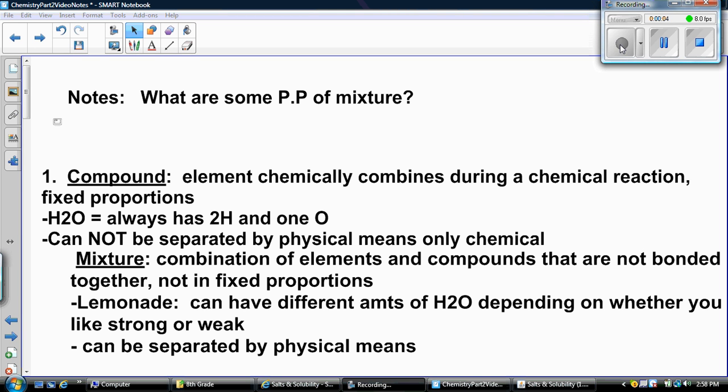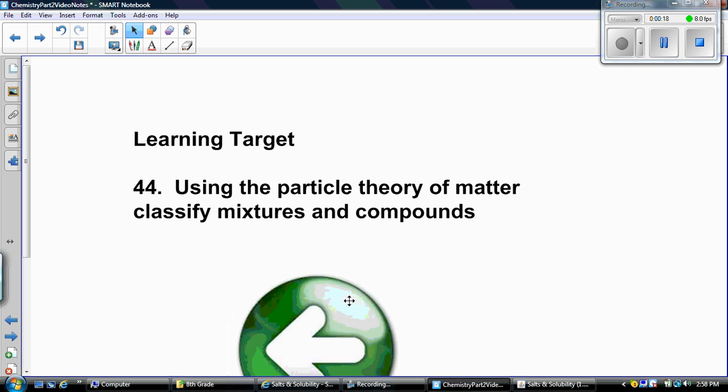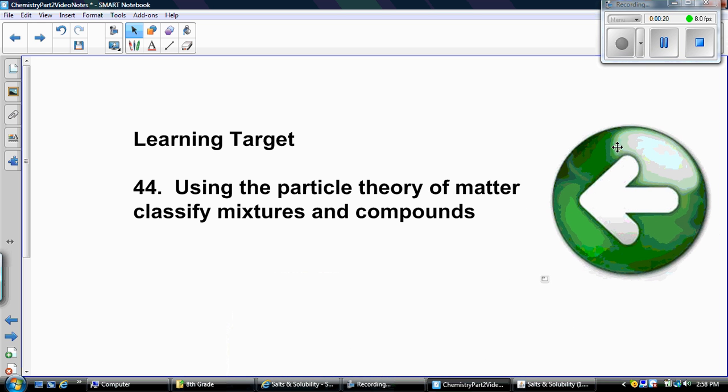Okay, the last thing we're going to talk about in our chemistry unit is mixtures. So our essential question for today is, what are some physical properties, that's what the P stands for, of mixtures? So this is learning target 44. You're going to use the particle theory of matter to classify mixtures and compounds.